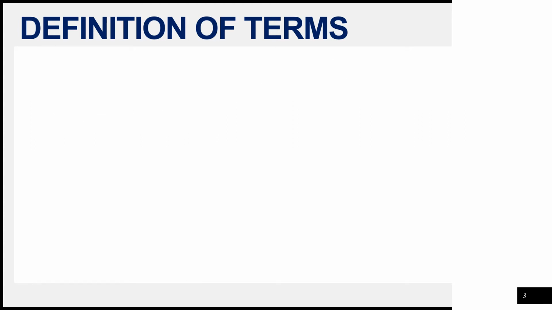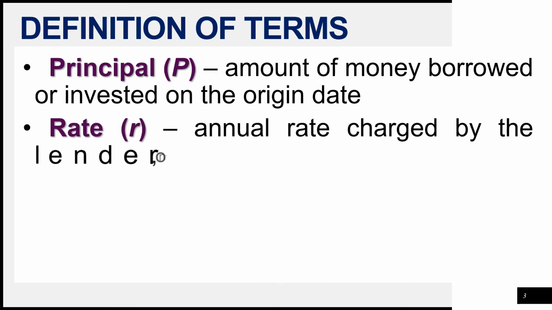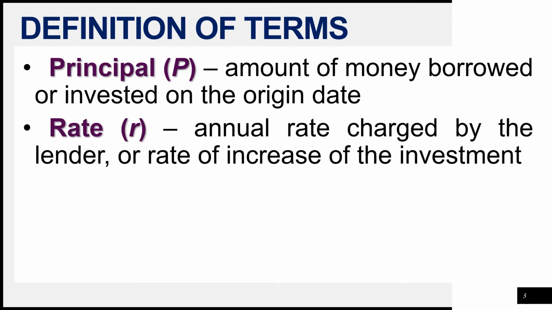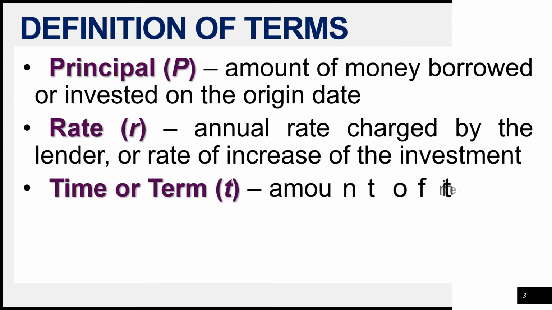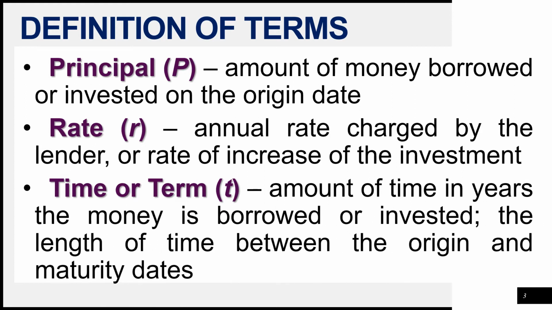Here are the terms that we need to master when we are going to solve simple interest problems. We have the principal or the big P. This is the amount of money borrowed or invested on the origin date. Then we have the rate or small r, the annual rate charged by the lender or the rate of increase of the investment. And then we have the time or term with the symbol of small t. This is the amount of time in years the money is borrowed or invested, or the length of time between the origin and the maturity dates.